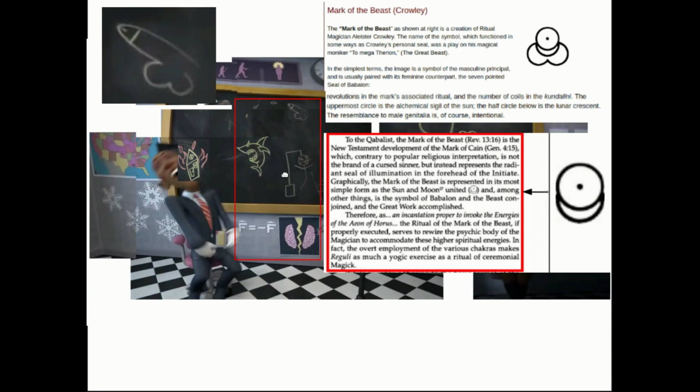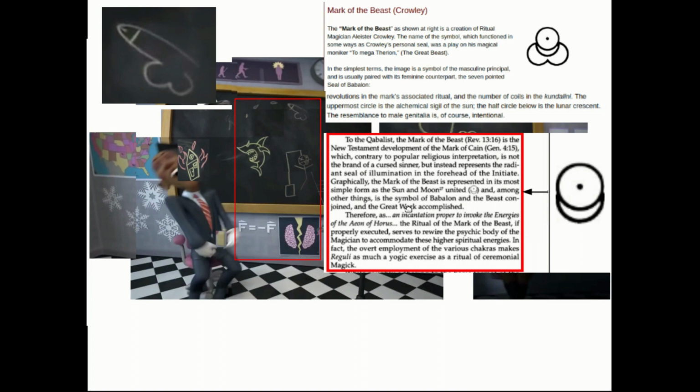The shark is representing a beast coming out of the water. It's hopping up, looking this way, as the crescent moon. We're getting the solar principle united via the sperm to the lunar principle. That's the union of the sun and the moon, which is the Mark of the Beast represented in its most simple form, and is also a representation of the symbol of Babylon, the beast conjoined, and the great work accomplished.